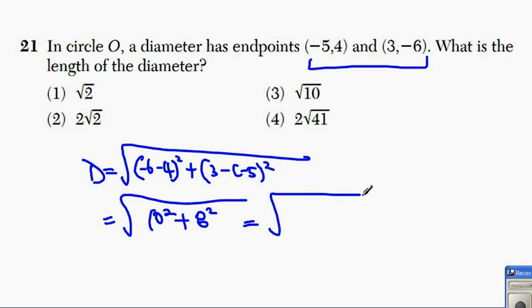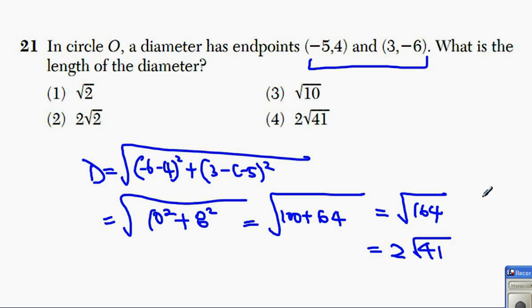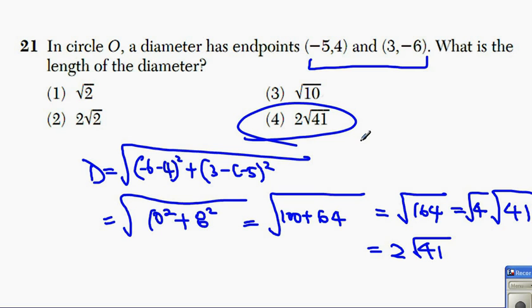Then we end up getting 100 plus 64, which ends up being square root of 164. Now when you simplify this one, this becomes 2 square root of 41, because here we have square root of 4 can be factored out, which gives us 41 as its value. So therefore, 2 radical 41. Choice 4 becomes our answer.